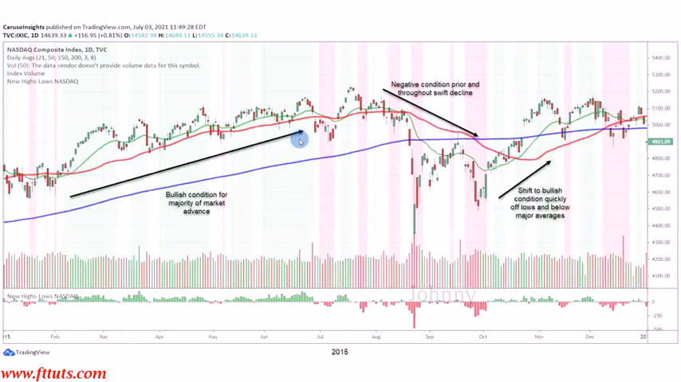This is 2015, and this is a good example here. You can see we had a bullish condition for the majority of the market advance. You can see that by the fact that the background is painted green here for the majority of the advance, and you can see net new highs are predominantly to the upside.